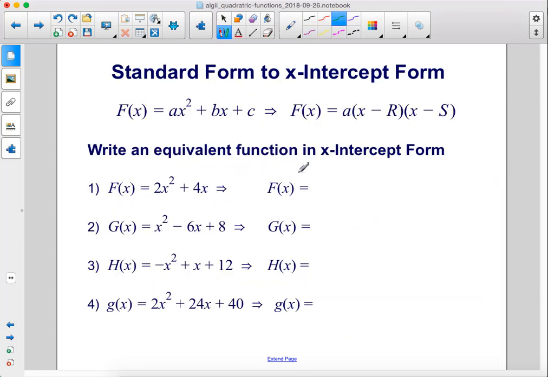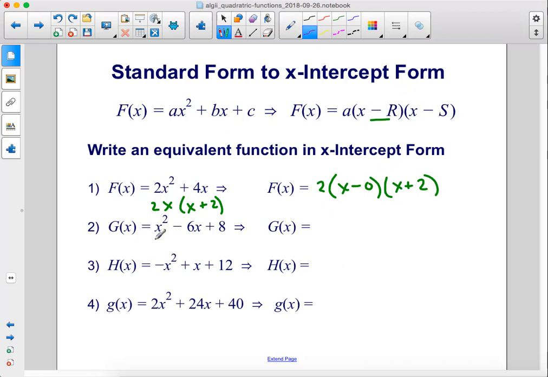Write an equivalent function in x-intercept form. All right, so we just need to factor these. So here we have 2 times, so if we took out 2x from these, we would get x plus 2. We can also rewrite this a bit, so it's going to be x minus 0 times x plus 2. So this is our factored form of this. We put that minus 0 in there. We don't have to, but we do it just so that it looks like this.